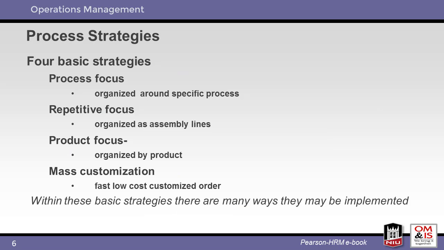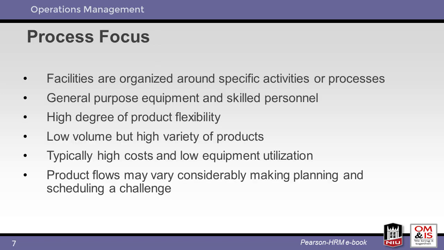As mentioned, there are four basic process strategies. Process focus is organized around a specific process. Repetitive focus is organized as assembly lines. Mass customization supports a fast, low-cost customized order. These strategies may be implemented multiple ways, and many processes may include multiple strategies.